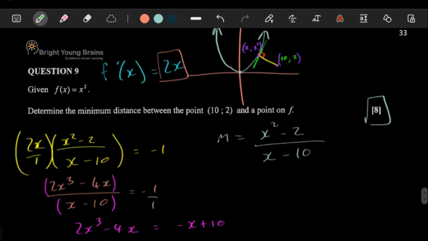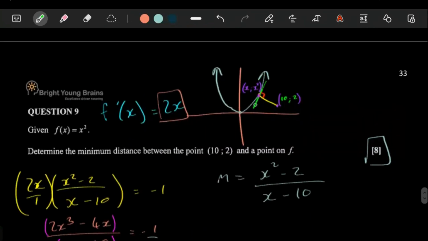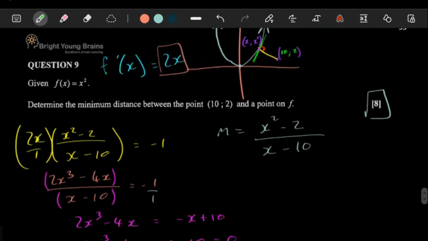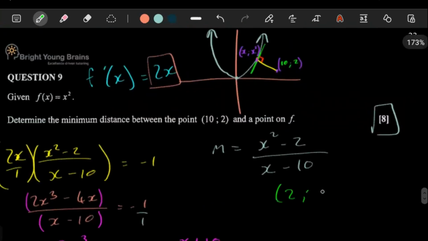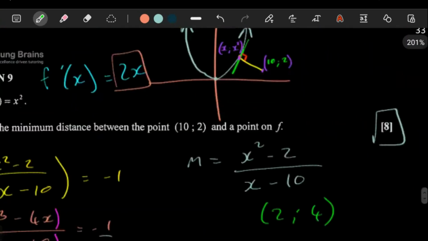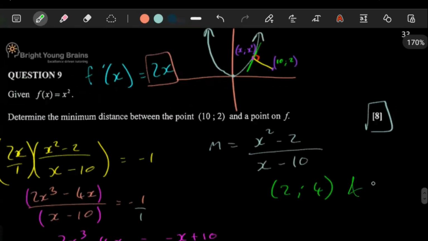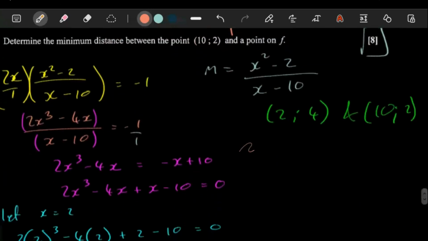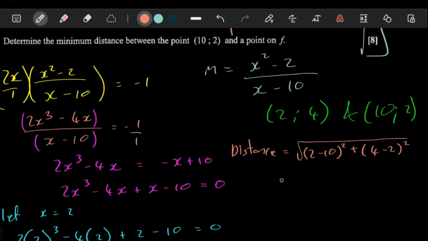So what that means is where x is a positive 2 here, that's where we have the minimum distance. So what you can do for yourself, if x is a positive 2, the y value has to be a 4. You see, because if you have a 2 here, this y value is going to be a 4. So let's check the distance between this point and (10, 2). We can just do that using the distance formula. So the distance is going to be equal to the square root of (2 minus 10) the whole thing squared, plus (4 minus 2) the whole thing squared also.